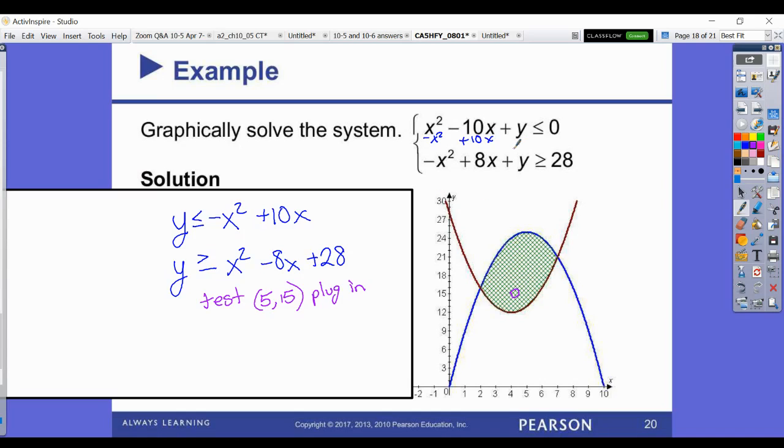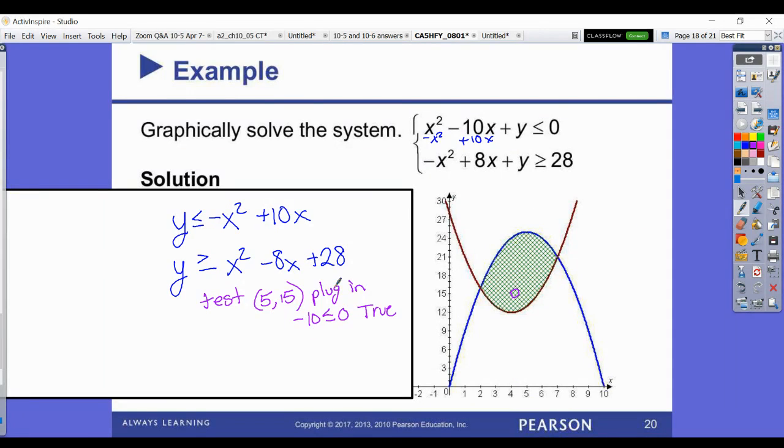So we can do one at a time. If we put it in the blue equation, the top equation, put a 5 in there, you get 5 squared minus 10 times 5 plus the y coordinate, which is 15. That value is negative 10. I got negative 10 is less than or equal to 0, which is true. So for the blue graph, I now know that I'm below it. So somewhere down here is the solution. It's definitely not out here.